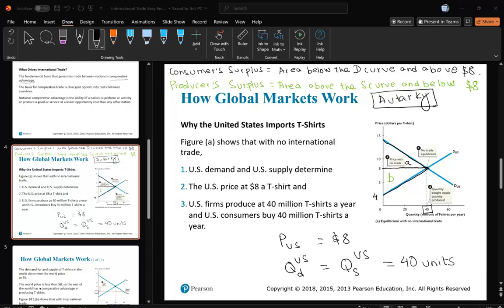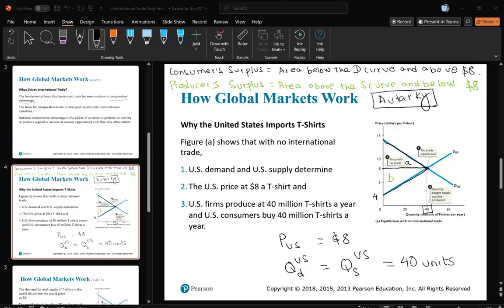The consumer surplus is the area below the demand curve and above the equilibrium price of $8. That's this part, which is A. And the producer surplus is the area above the supply curve and below the equilibrium price, which is B. That's this part. I can use a formula to calculate the consumer and the producer surplus. That's this one. This is a right angle triangle.